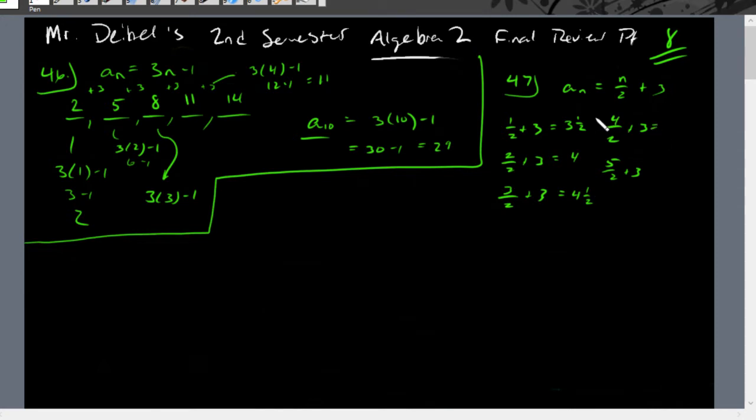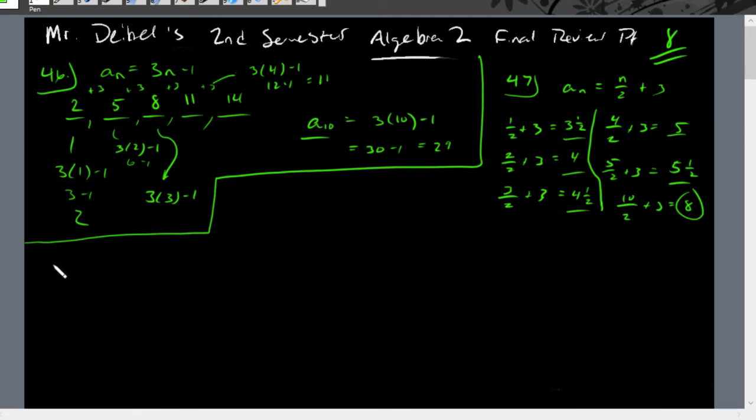So here, well, look at the connections. Just plus a half every time. Boom. So there's our first 5 terms. And the 10th term would be, plug in 10 to n. So 10 over 2 plus 3. And that is 5 plus 3, which is 8. All right, so there are your first 5 terms and your 10th term.